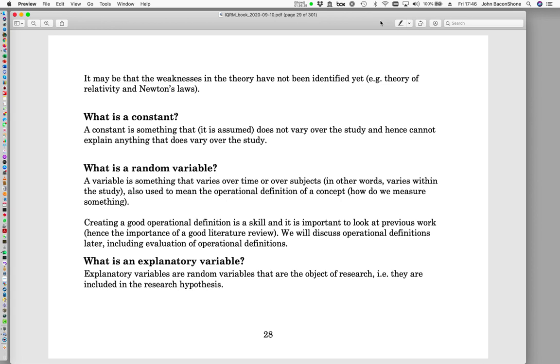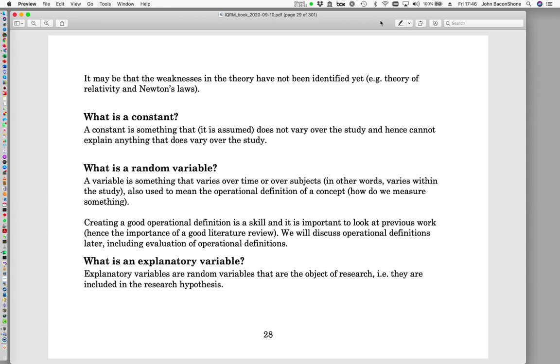Okay, what else do we need to deal with? We need to talk about random variables. So what are random variables? Well, first of all, a constant, when we talk about a research design, a constant is something that we assume does not vary over our study and hence cannot explain anything that varies across the study.